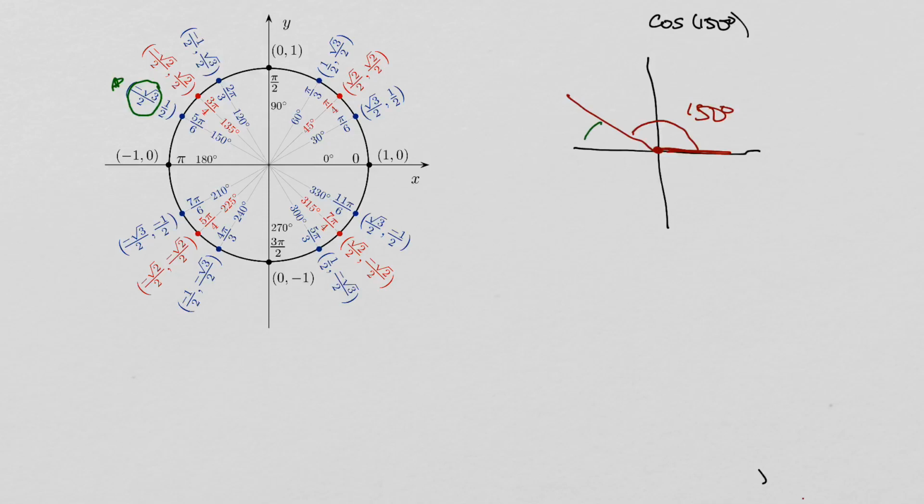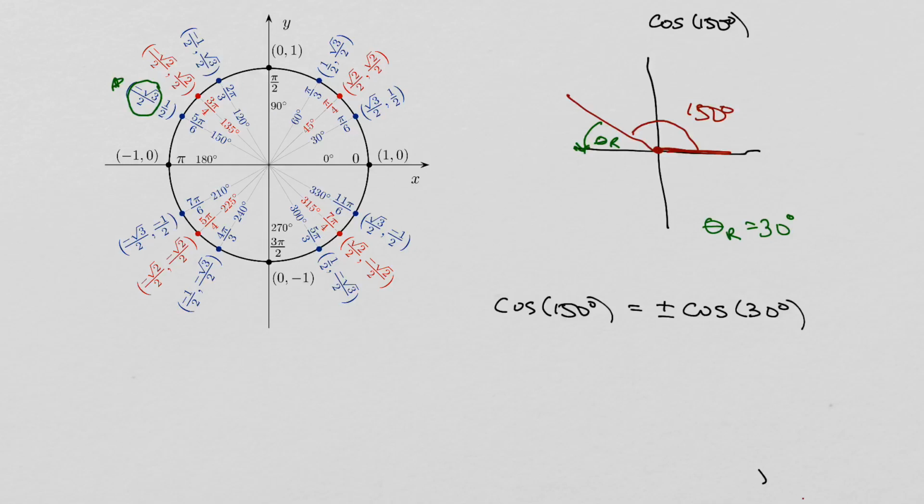All right, so let's see. Here is my reference angle right there. And if you figure that out, your reference angle should be 30 degrees. So what we're saying here is that cosine of 150 degrees is the same thing as cosine of 30 degrees with the right plus or minus sign out in front of it.